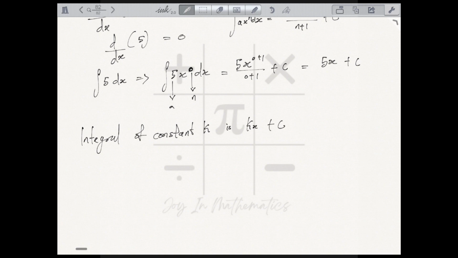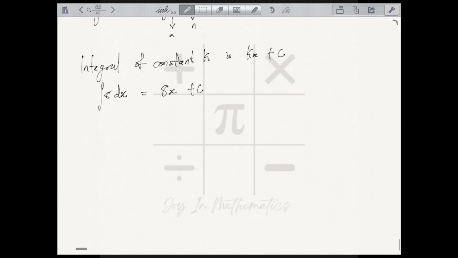Let's try again. We have the integral of 8 dx, and therefore the integral of 8 dx will give us 8x plus c. Now, when the sum of several terms is integrated, the result is the sum of the integrals of the separate terms, just like we've been doing in differentiation. Let's take, for example, number 4.